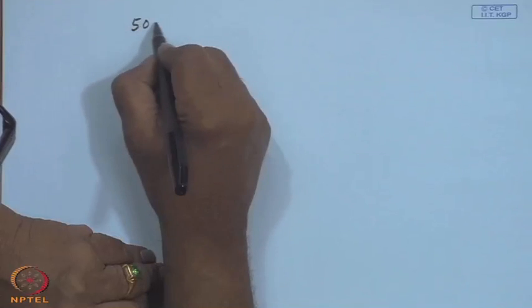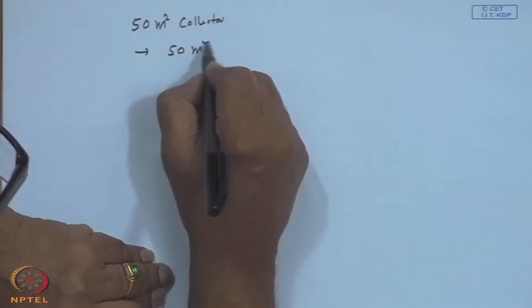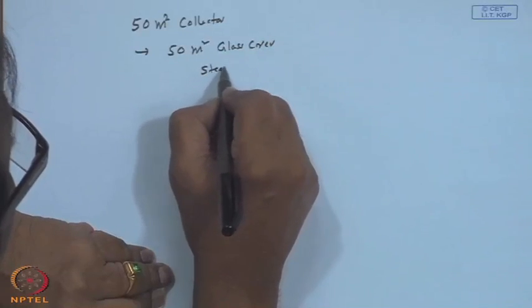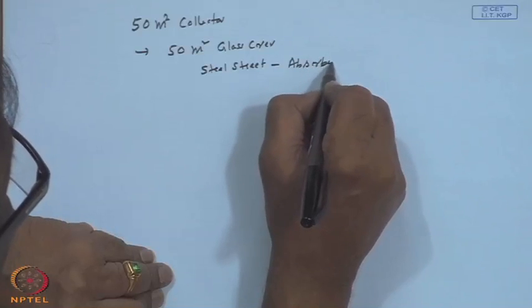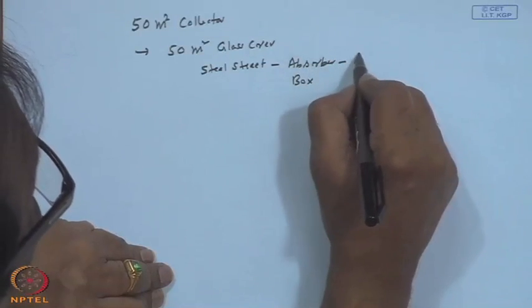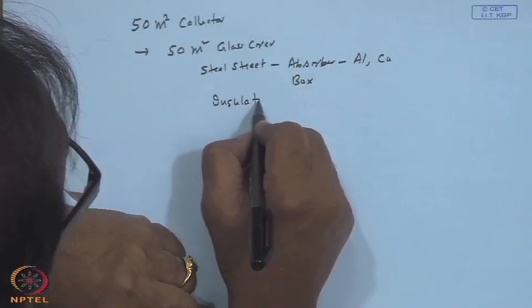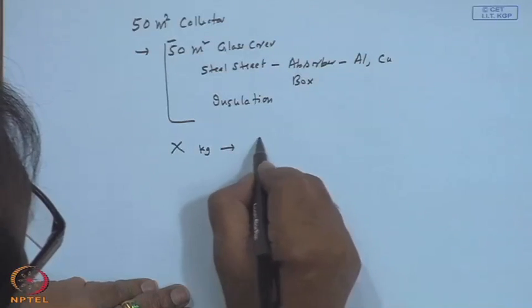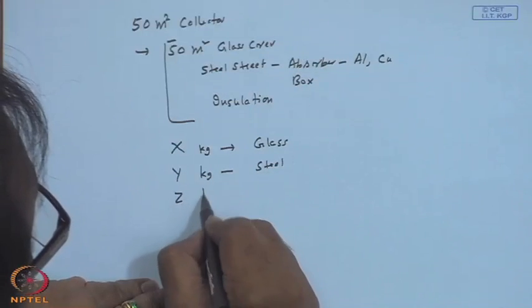in the examples we considered 50 meter square of collector area. So, this may require 50 meter square glass cover at least, then steel sheet and for absorber or box. Of course, I may use aluminum or even copper. Nevertheless, it is a material. Then some insulation. So, all these things may come to some x kg of glass and y kg of steel and some z kg others.